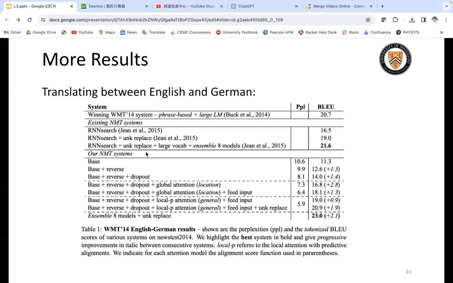And the new system proposed by the authors, for example, the base plus reverse. Reverse means we reverse the input sentence, and dropout means we ignore part of the neural network. And we have global attention, and we have some feed input or unknown replace. And finally, the ensemble of 8 models plus unknown replace achieves a BLEU score of 23.0.